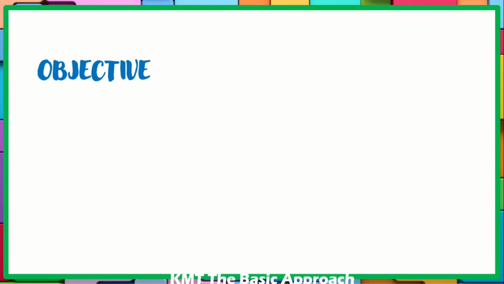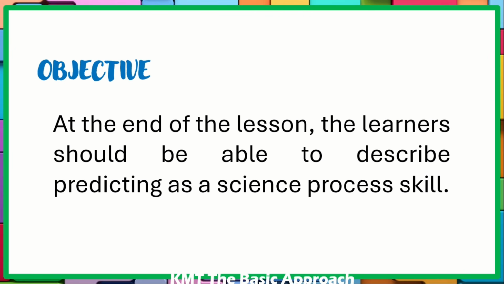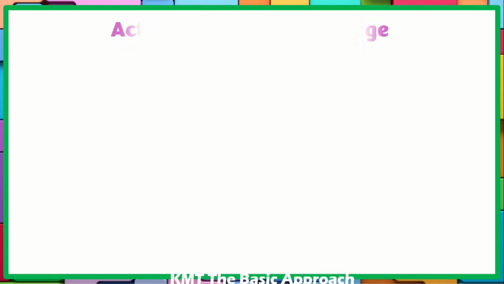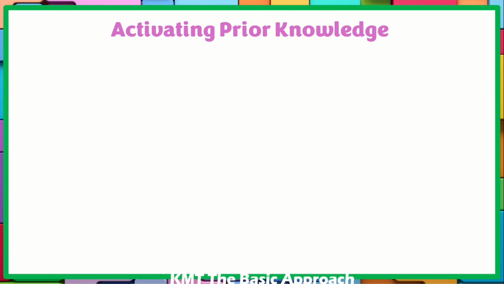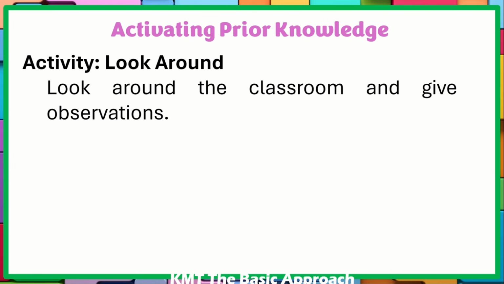Day 2. Objective. At the end of the lesson, the learners should be able to describe predicting as a science process skill. Activating prior knowledge. Activity. Look around. Look around the classroom and give observations.